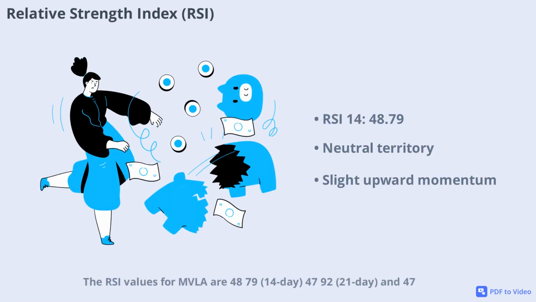The RSI values for MVLA are 48.79 14-day, 47.92 21-day, and 47.56 28-day, all hovering near the midpoint of 50. This suggests that the stock is neither overbought nor oversold at the moment. The RSI momentum is 4.87, indicating a slight upward bias. RSI is a popular tool for identifying potential reversal points, and these values suggest a wait-and-see approach may be prudent.